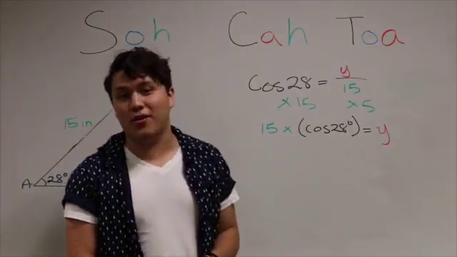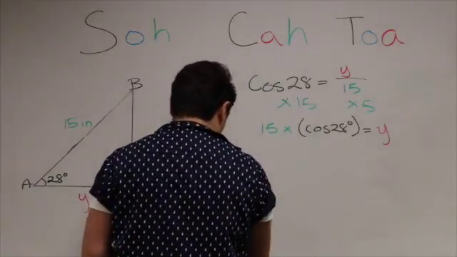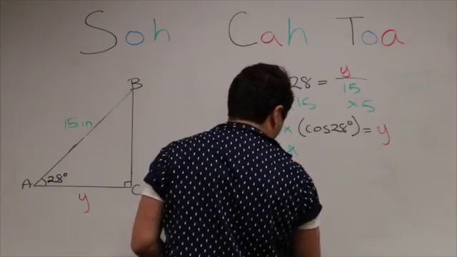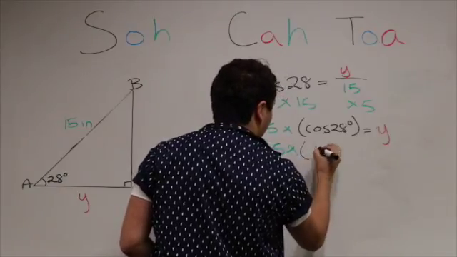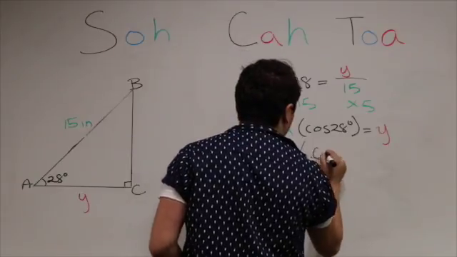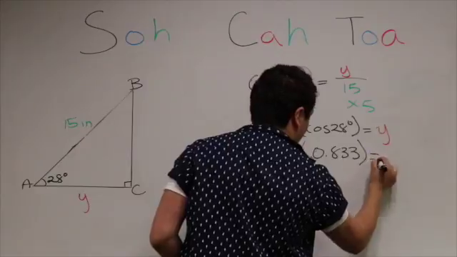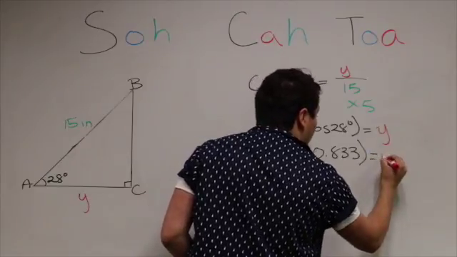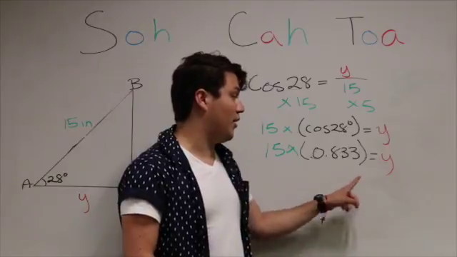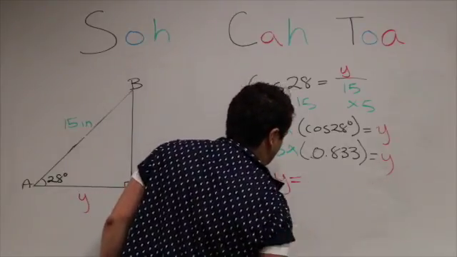Now we're going to use our calculator to figure out what cosine of 28 degrees is. And cosine of 28 degrees is 0.833. So we have 15 times 0.833 is equal to y. Now let's simplify that.